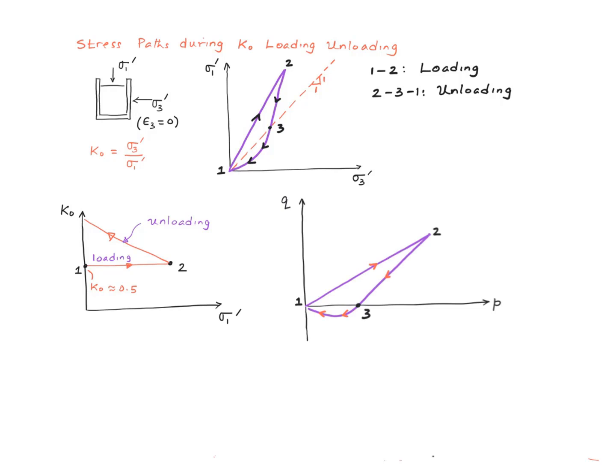So how do the stress paths look in the PQ space? So 1 to 2 is pretty straightforward. It's loading, K naught is a constant, and we covered this in the earlier slide, right? So we get a stress path that looks like this, a straight line from 1 to 2, a radial line in the PQ space, right?